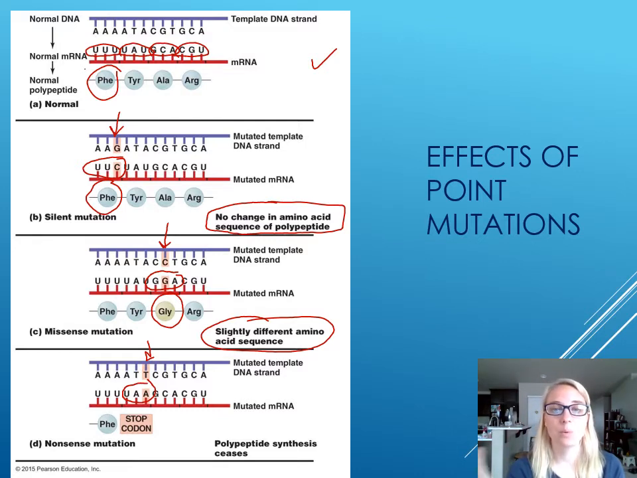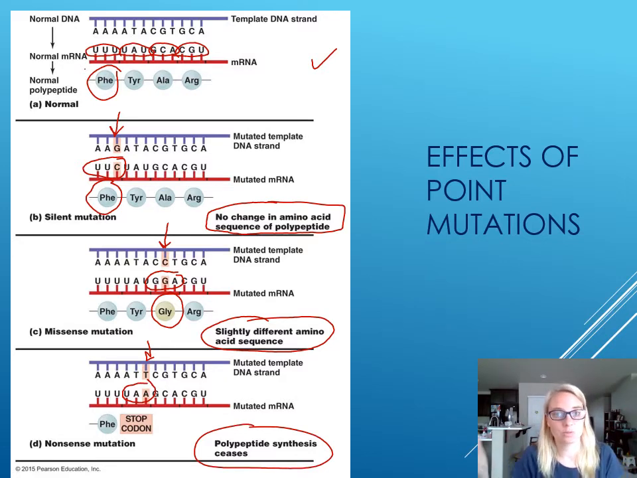Anytime a point mutation, this base substitution, inadvertently puts in a stop codon somewhere along the length of the protein, you're going to get what's called a nonsense mutation, which stops protein synthesis. And then everything else after that is just done, because what happens to the ribosome when a stop codon shows up? The release factor comes in, the large and the small subunit of the ribosome break apart, and your protein's done. In this case, your protein is just phenylalanine. That's not going to do anything for you.